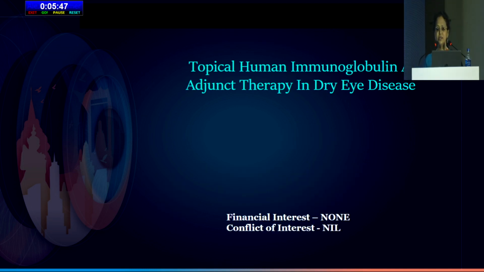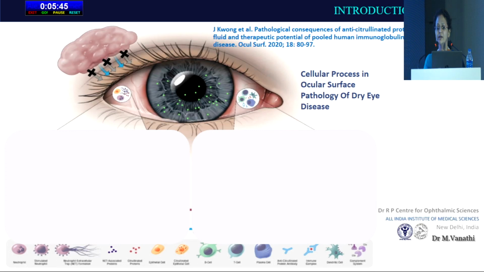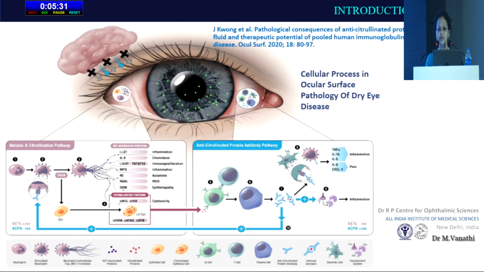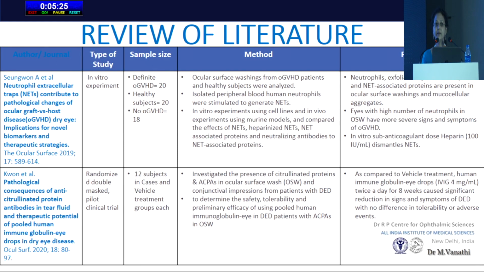I have no financial interests. The background for this study is based on the fact that the cellular processes on the ocular surface involved in the pathology of dry eye disease have now been attributed to the presence of anti-citrullinated autoantibodies on the ocular surface, which increase the phenomenon of NETosis, which probably contributes to the refractory dry eye disease present in cases that do not respond to conventional dry eye therapy.